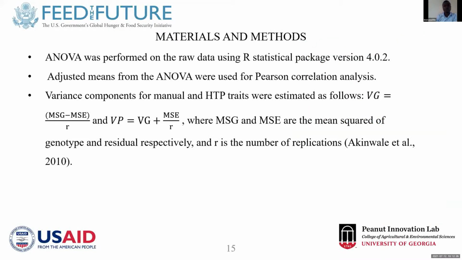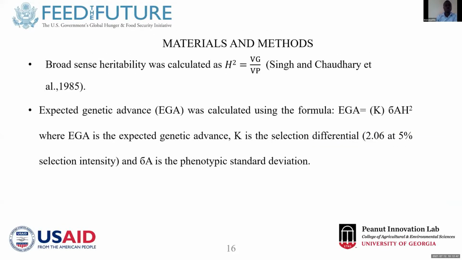ANOVA was performed on the raw data using the statistical package version 4.0.2. Tested means from the ANOVA were used for Pearson correlation analysis. Variance components for the manual and the traits were estimated using the procedures described by Akinwale et al. 2010. Broad sense heritability was calculated by dividing the genotypic variance by the phenotypic variance. Expected genetic advance was calculated by multiplying the constant, which is the selection differential at 5%, by the phenotypic standard deviation by heritability.